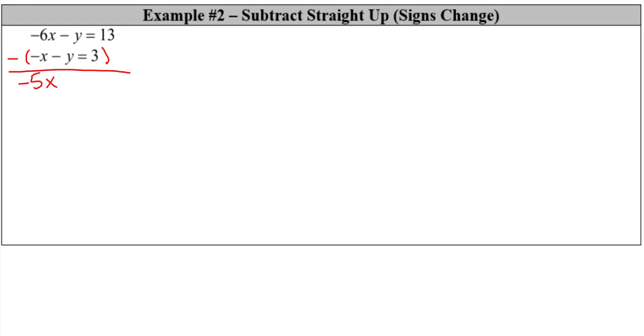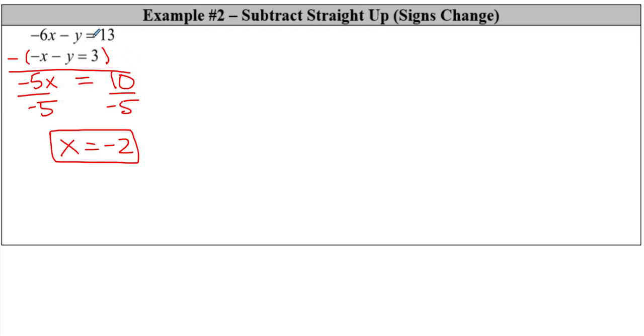Okay, then we have this negative y, minus a negative y, so that's the same as negative 1y plus 1y, and that's going to give me that 0. And then I got this 13 minus a positive 3, and that's just 13 minus 3. That's going to give me that value of 10. Now I'm down to just my x variable. I can go ahead and solve by dividing both sides by 5, and I'm left with x is equal to negative 2.